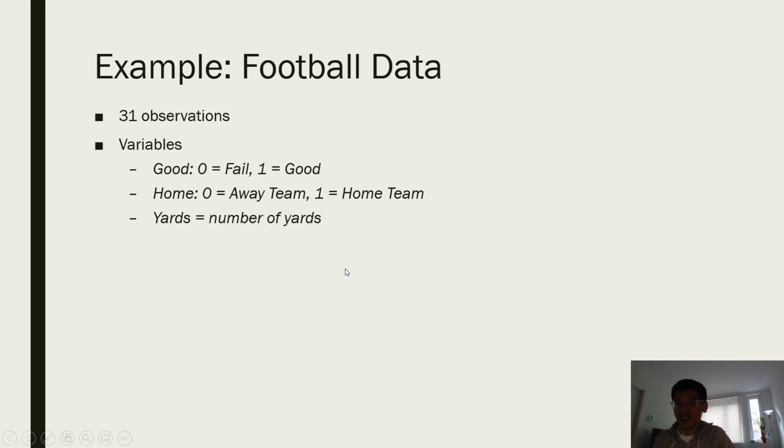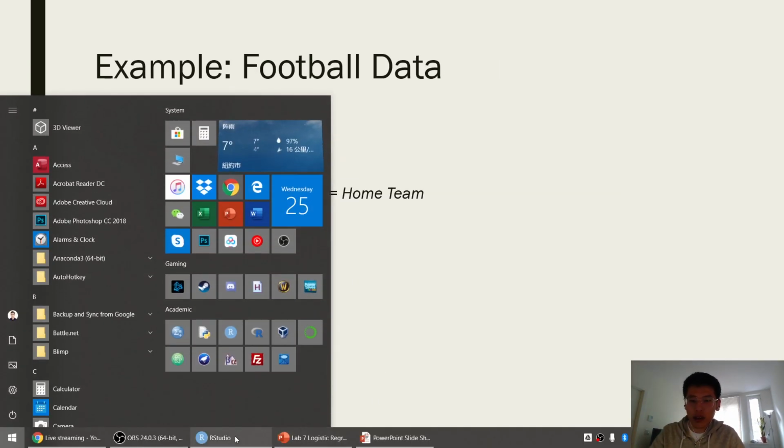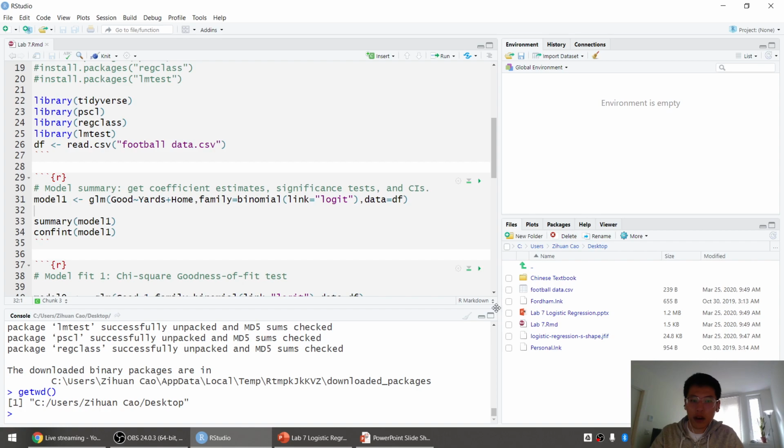But I checked the football data. This data set, I got it from the previous TA, and I don't think it's in our textbook. Anyway, let's move on.